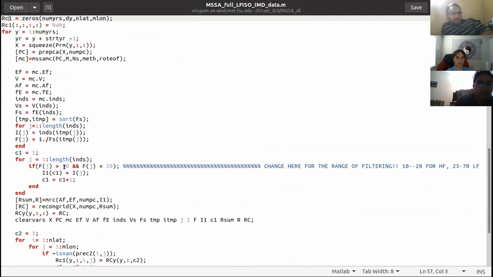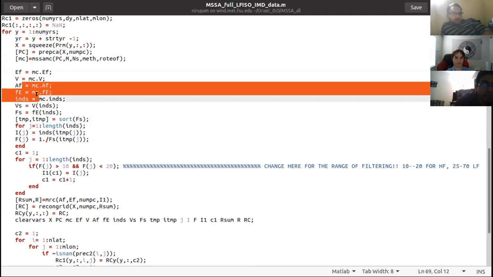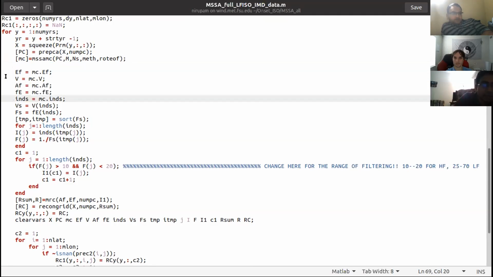Yeah, this is just MATLAB code, and then I'm applying the MC MSSA function. Just like you did, that function. And then you calculated EF, V, AF, and all these variables. These are all in the MC structure. So it seems like we've done basically the same thing, just using Fortran. Now these steps are basically sorting out the frequencies.